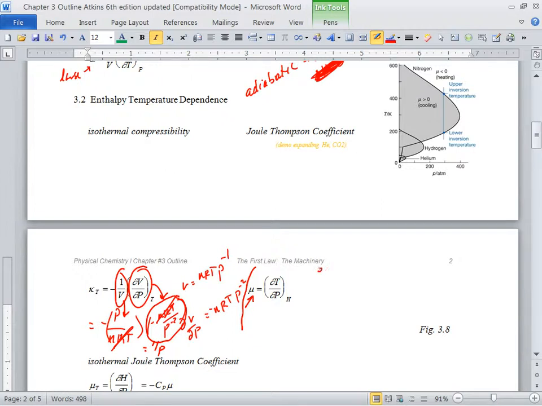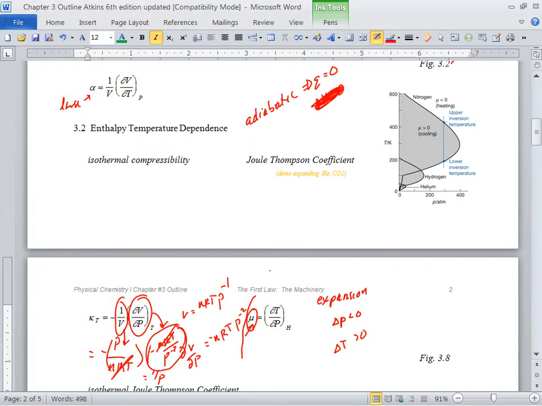So let's say expansion. Delta P is less than 0. So if it's expanding and delta T is, let's say it warms up. If this gas heats up as it expands, delta T would be positive. So then my Joule-Thomson coefficient that you can look up in a table, is that going to be negative or positive? Negative. It's going to be negative, right? So that's what they're trying to say down here.